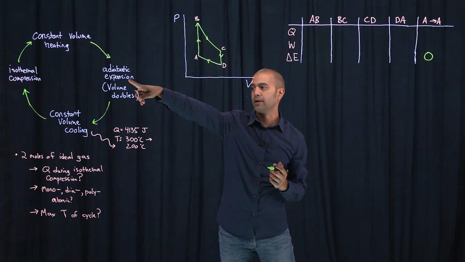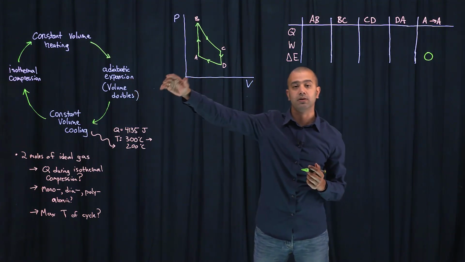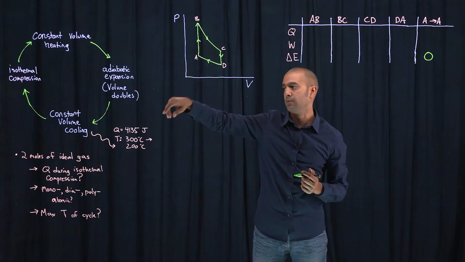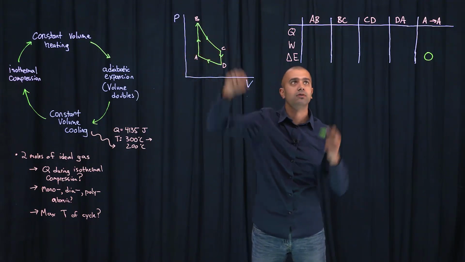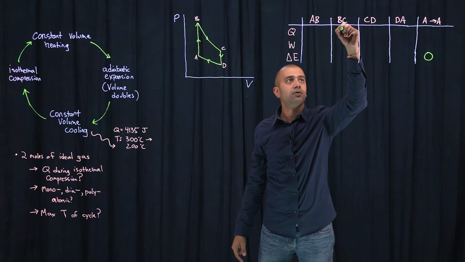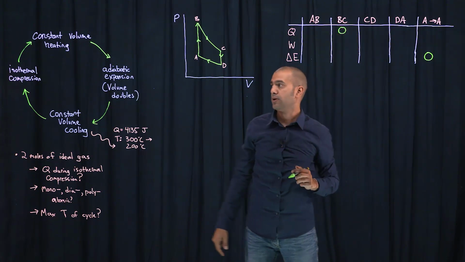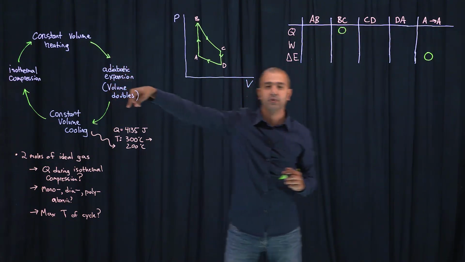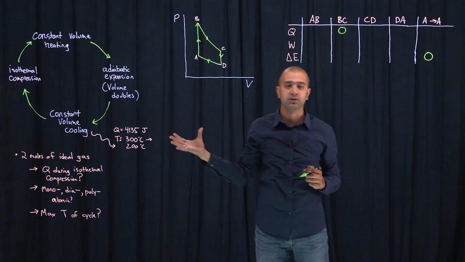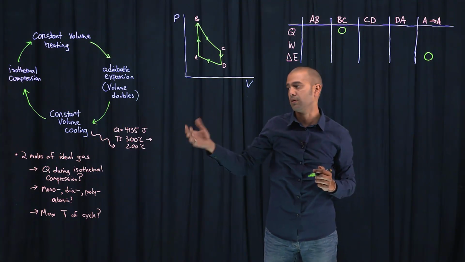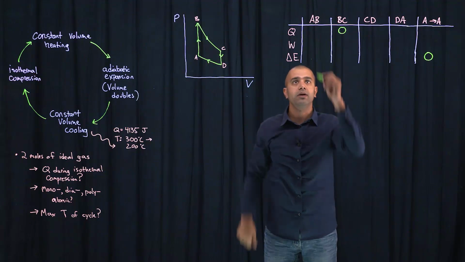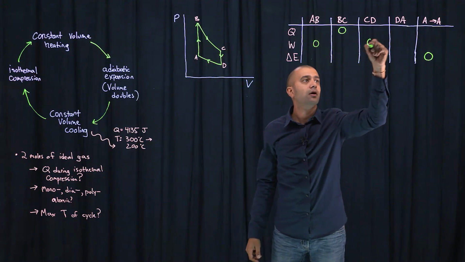Well, we have the adiabatic expansion. Adiabatic, by definition, means that no heat is exchanged with the environment. So for the adiabatic expansion, part BC, we have a total heat of 0. What else? Well, we have constant volume processes. The work done depends on how much the volume changes. If the volume is constant, there's no work being done. So along CD and AB, we have 0 work being done.